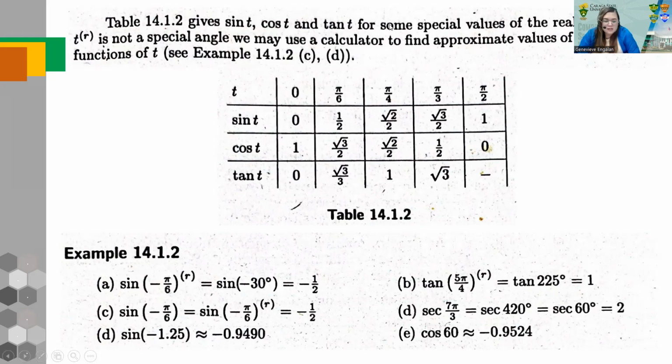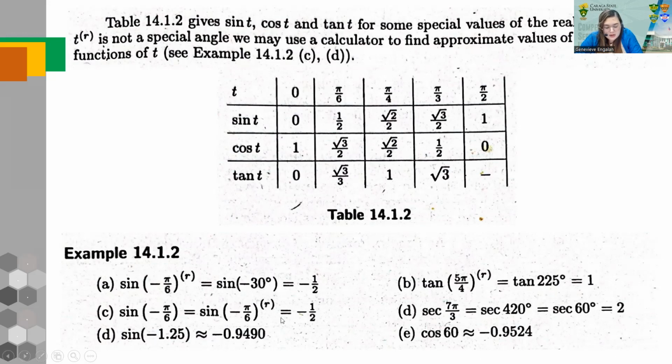Check whether they are really the same. If t is not a special angle, for example the ones in letters D and C, we can use a calculator to approximate the values.